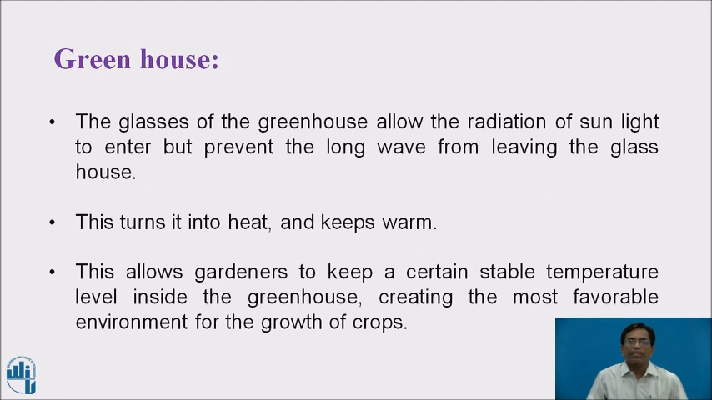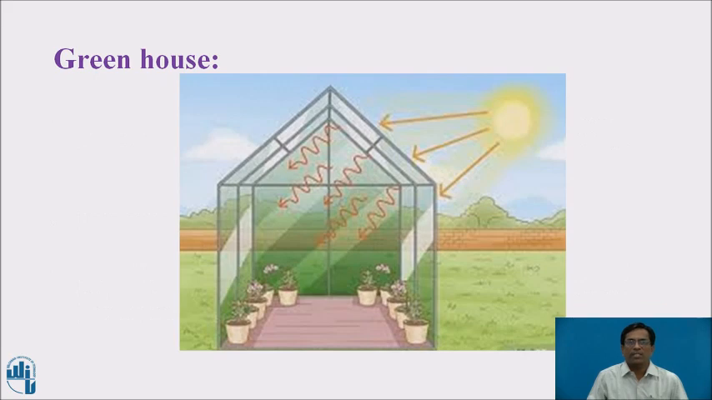The glass of the greenhouse allows the radiation of sunlight to enter but prevents the long wave from leaving the glass house. This turns it into heat and keeps it warm. This allows gardeners to keep a certain stable temperature level inside the greenhouse, creating the most favorable environment for the growth of the crops. This is a picture that shows the greenhouse, how it is built.